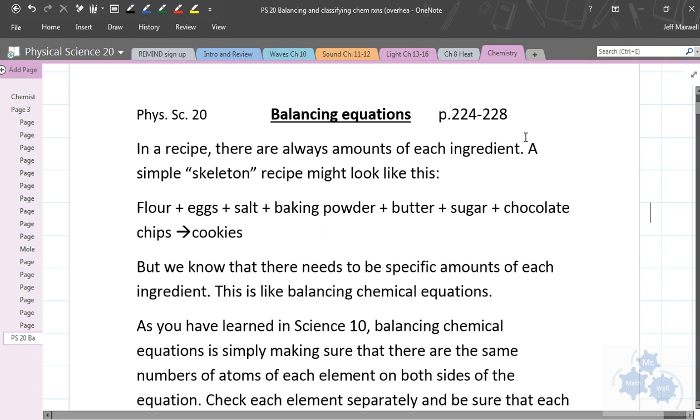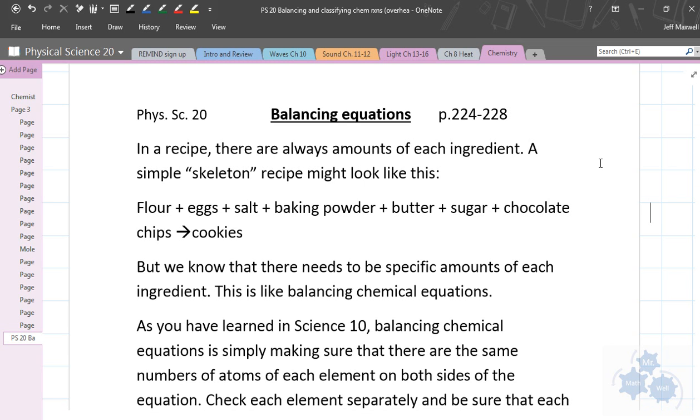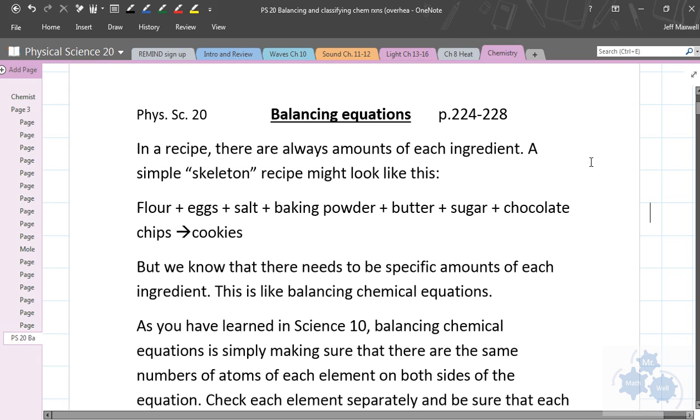All right, so what I want to talk to you about in this lesson is balancing equations. We've been talking about writing chemical formulas recently, okay? And the goal is to write chemical equations with these formulas. So I want to give you some background and explain why we need to balance chemical equations. I don't know how many of you have made cookies or done any baking.